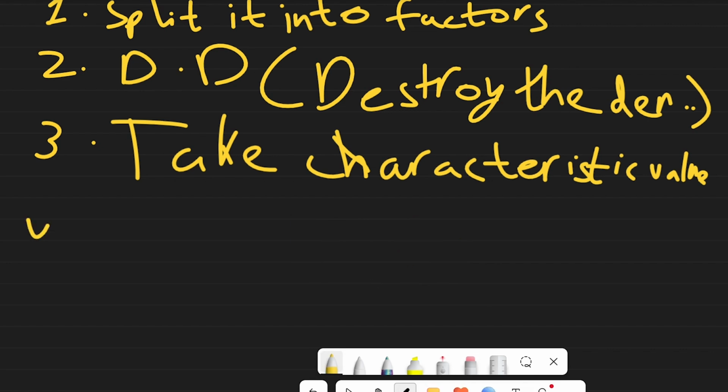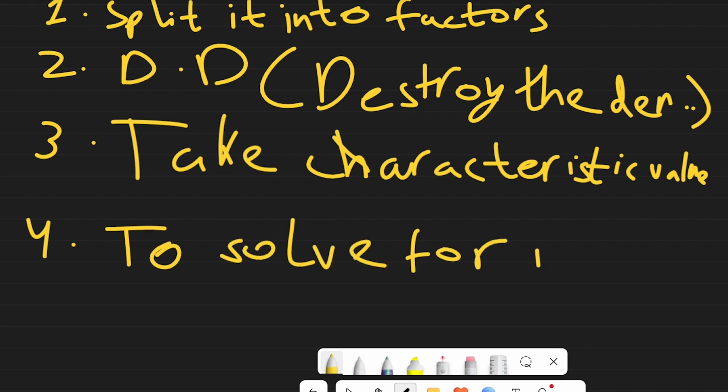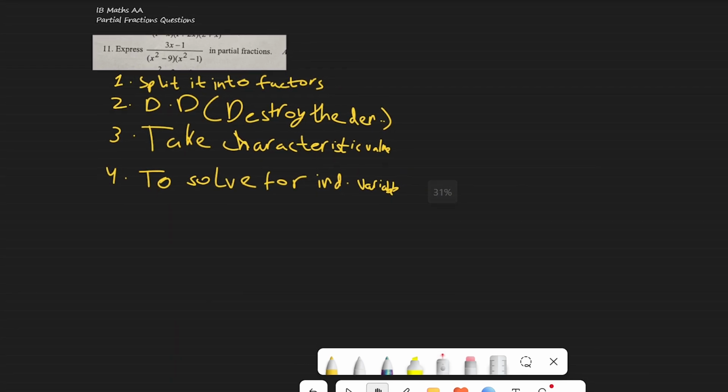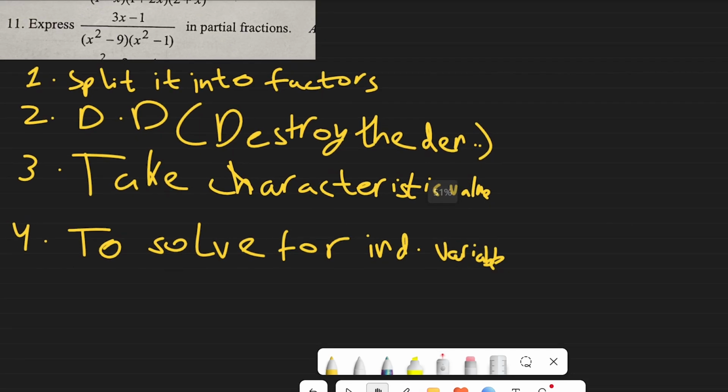Next up, the rule is to solve for independent variables. These two are interlinked, I just made them two different points to make them fancy, but it doesn't really matter. Let's begin with this question.